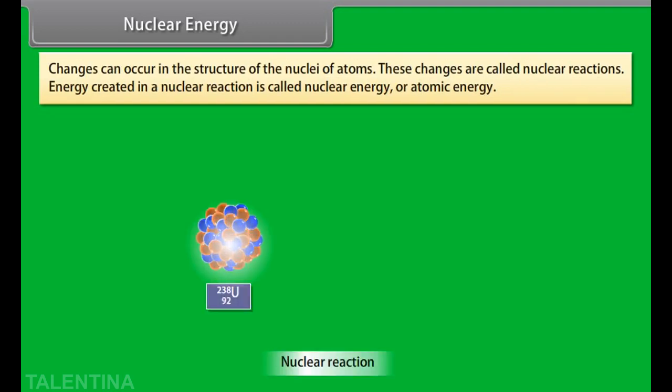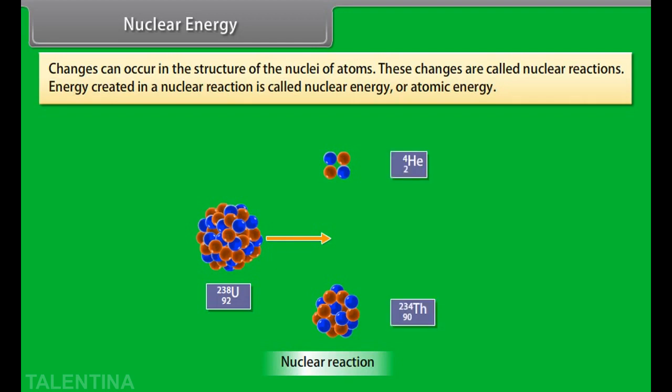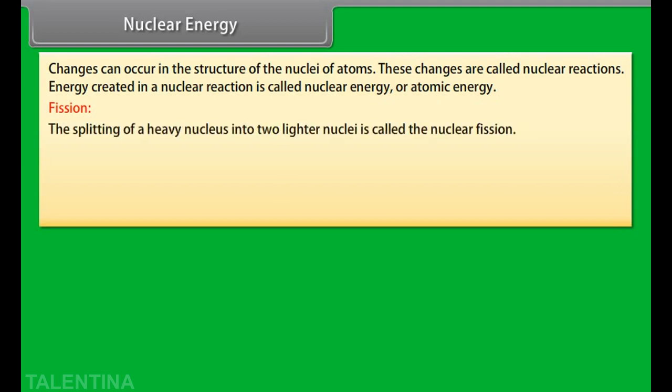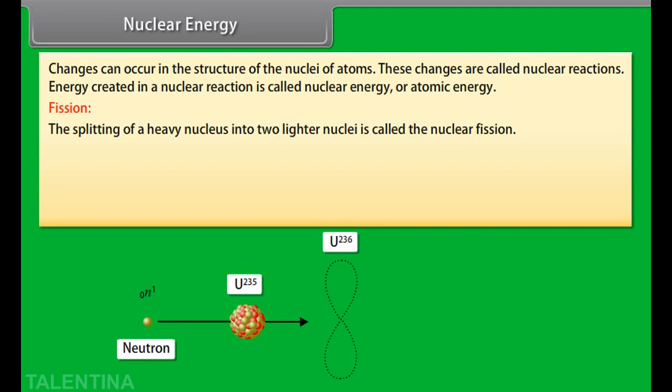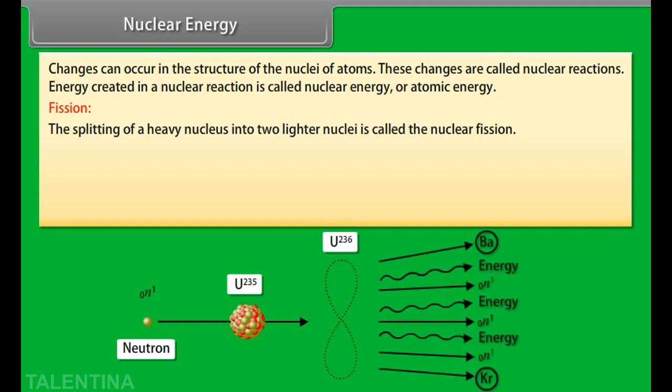Nuclear energy. Changes can occur in the structure of the nuclei of atoms. These changes are called nuclear reactions. Energy created in a nuclear reaction is called nuclear energy or atomic energy. Fission. The splitting of a heavy nucleus into two lighter nuclei is called nuclear fission. When a slow neutron strikes a uranium-235 nucleus, it is absorbed by the nucleus and an unstable isotope of uranium, U-236, is formed, which immediately breaks into two fragments emitting 2 or 3 neutrons with release of enormous amount of nuclear energy. The reaction may be expressed as shown.